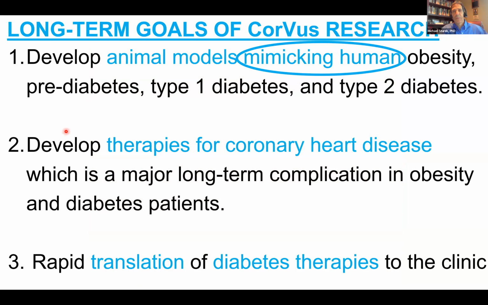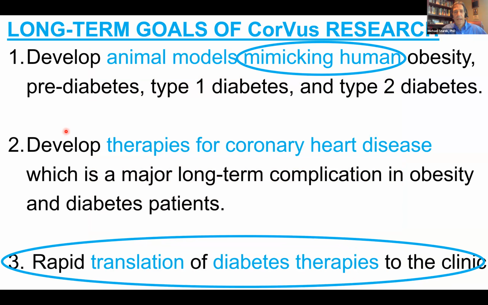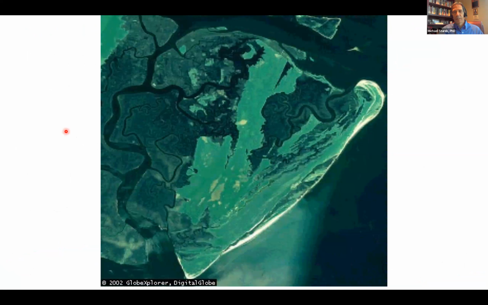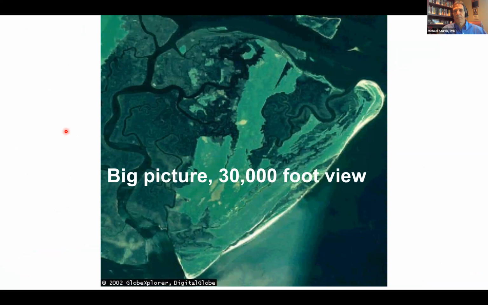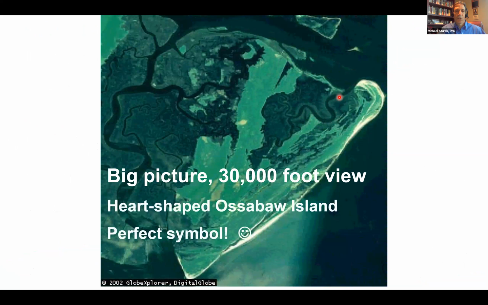And so what does that mean? I think that we're falling short of mimicking human diseases, which would limit the rapid translation of diabetes therapies to the clinic. So what do we do? Well, you take a step back and take a 30,000-foot view, and when we did that, we saw an island, and you can see it's a heart-shaped island. So this is maybe a circumflex artery in our heart-shaped island. So it's kind of this perfect symbol for us.